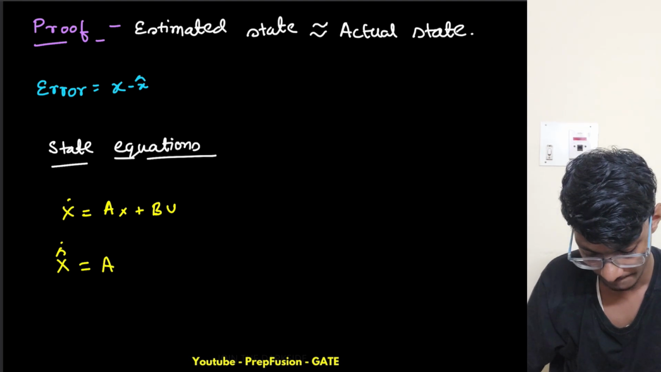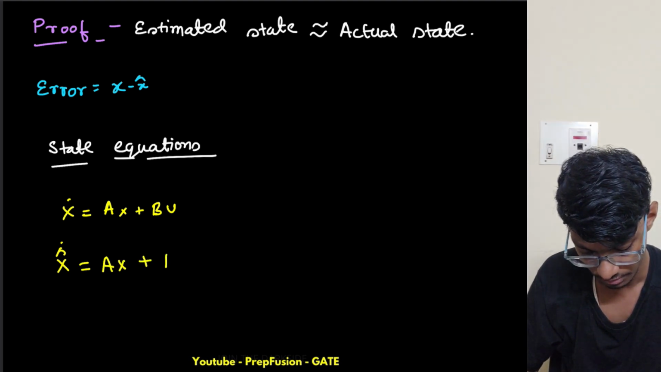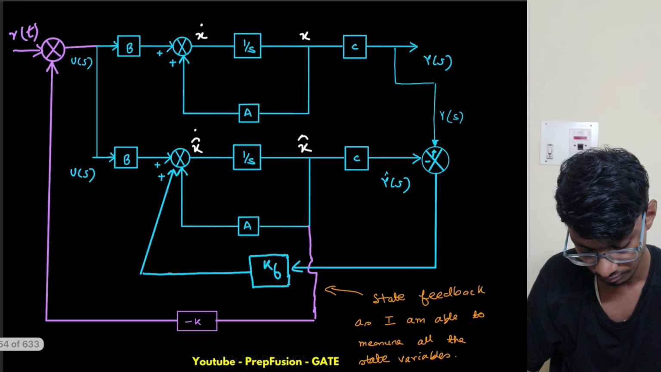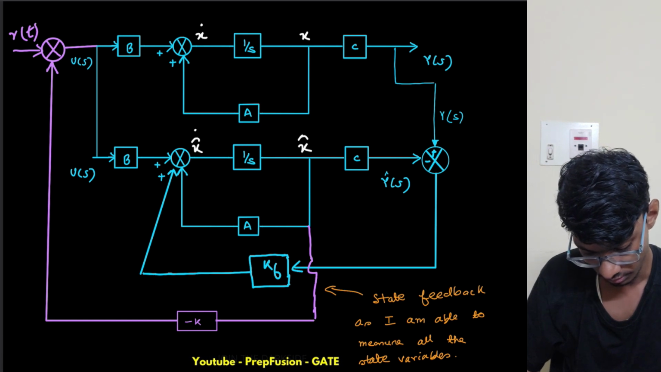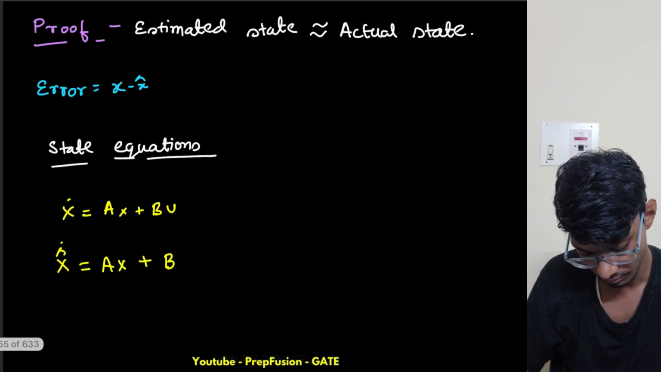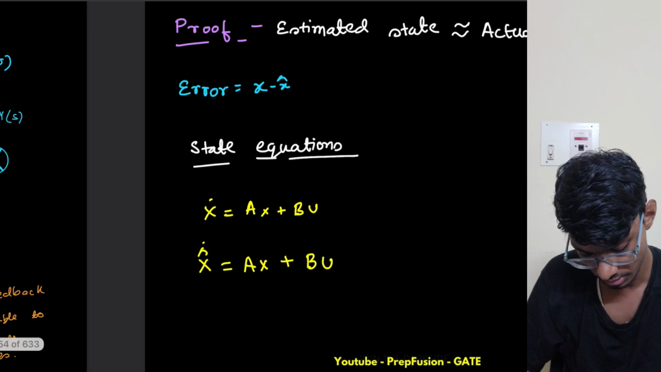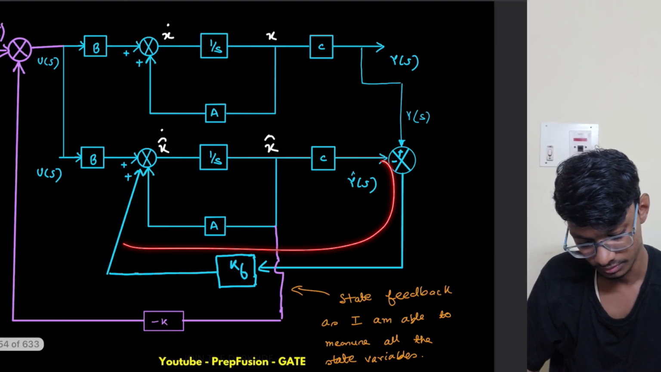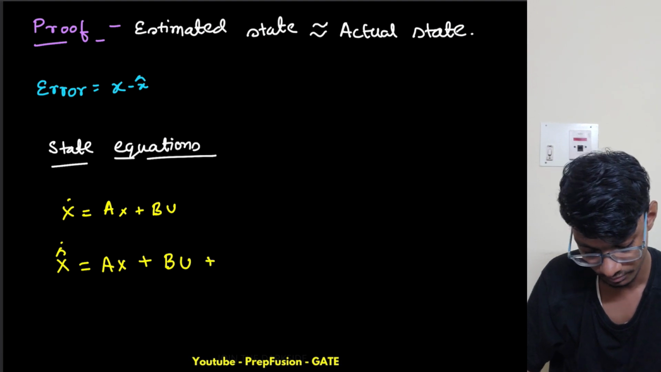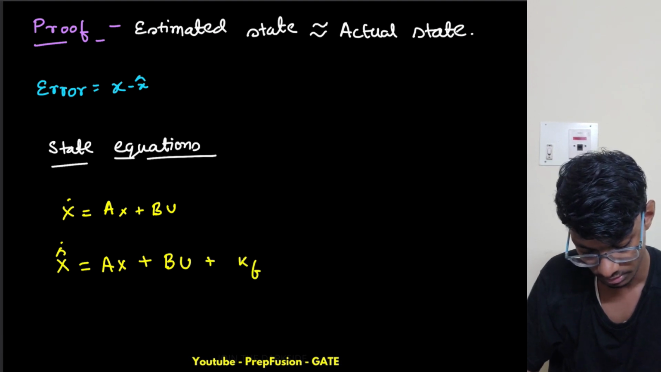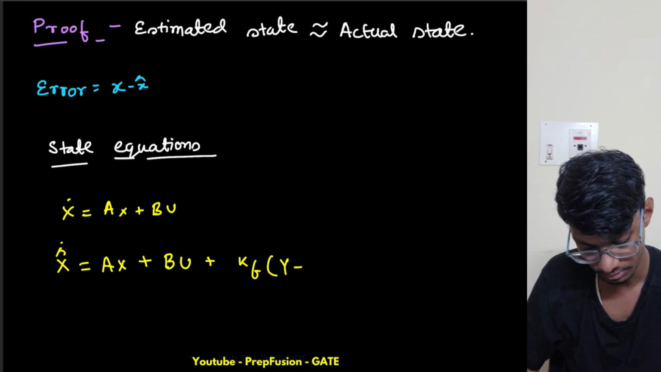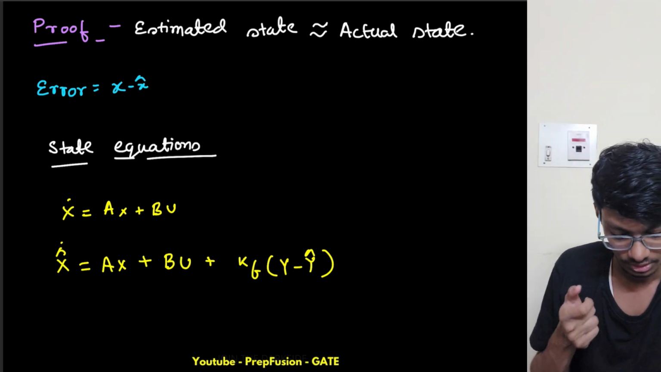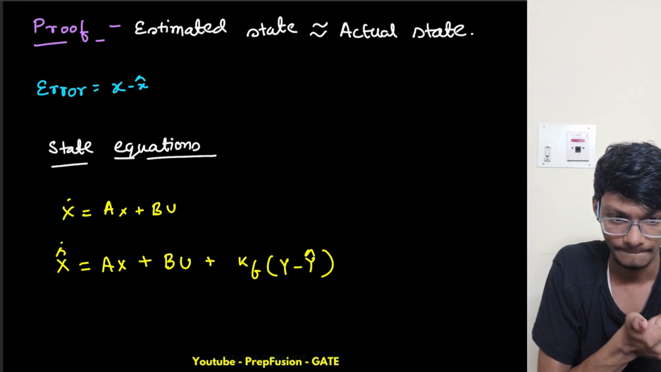So this is ax plus b times this u, okay, then also I have this one, right, this one. So this one will be plus kf into y minus y hat, okay. So this is my equation, okay.